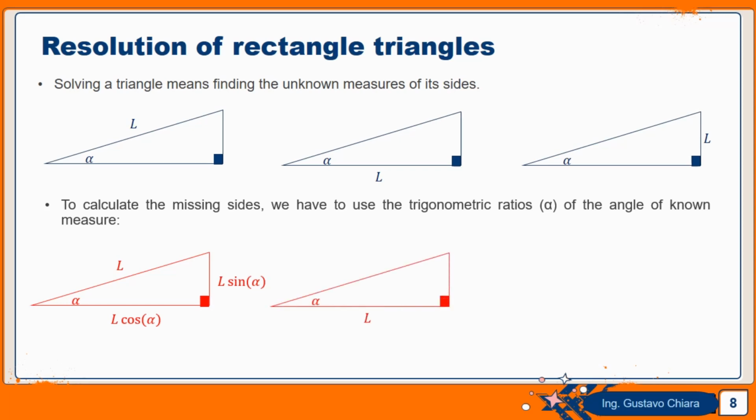In the second case, we have alpha and the adjacent leg. Remember the trigonometric functions, you can get all the sides. In this case, the hypotenuse is equal to L secant of alpha, and the other one is L tangent alpha. And the last one, in the same way, the hypotenuse is L cosecant alpha and the adjacent leg is L cotangent alpha.